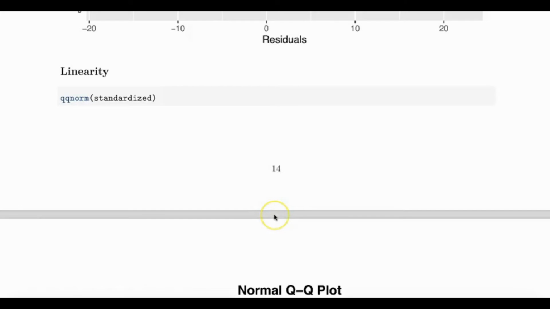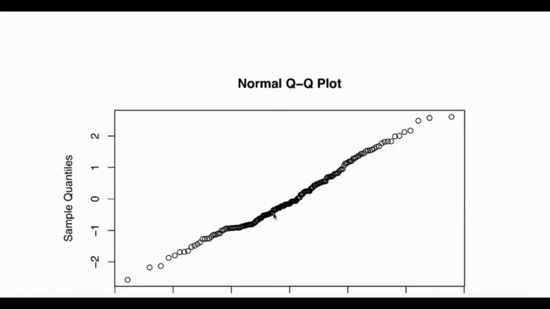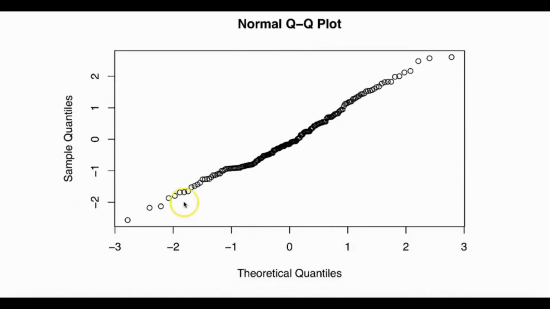Then I check for linearity using the QQ-plot option. We could have minor departures from linearity. It's not crazy. We've seen crazy, and this is not it.